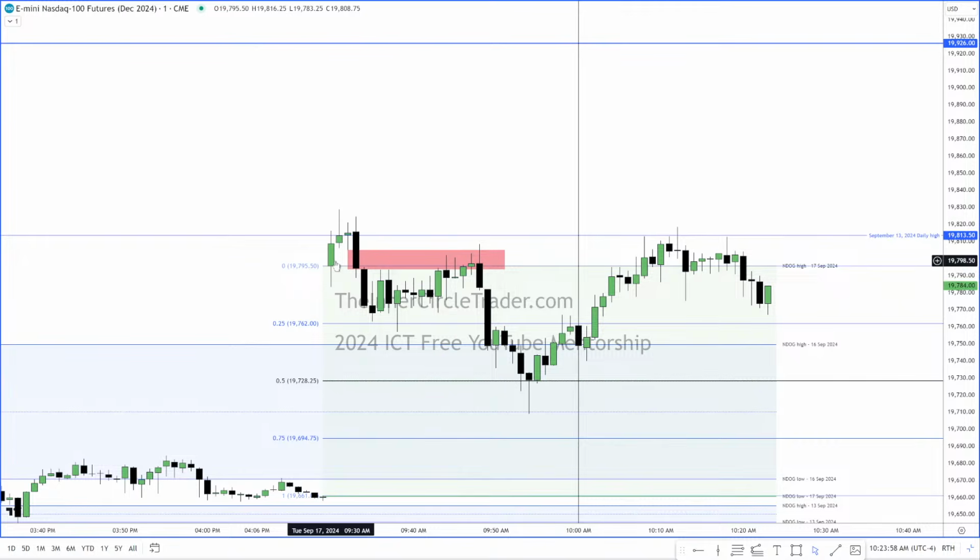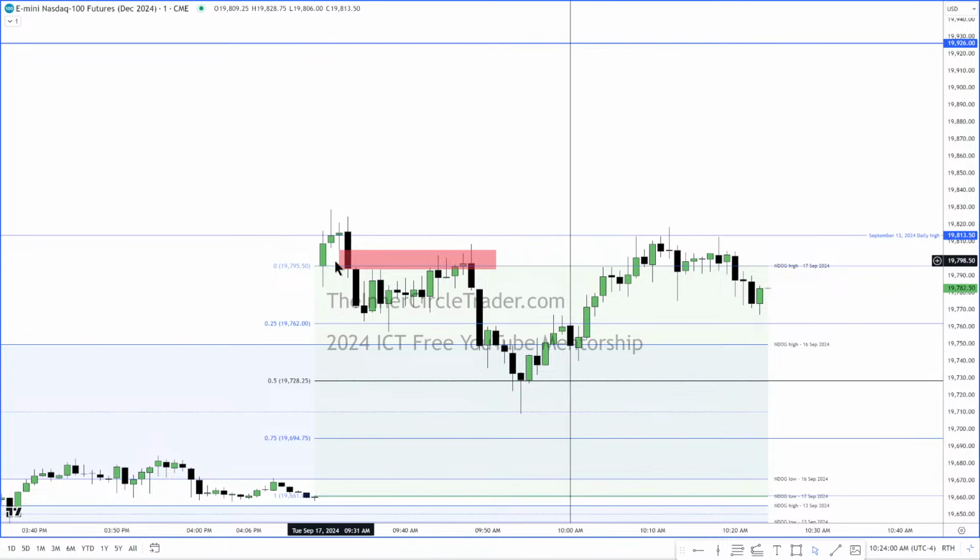So now what do you wait for? You just go in and go short? No. You watch price. You wait for it to do what? Create the first presented fair value gap. This is the first fair value gap, this candle here at 9:33. So it meets the criteria. It can't be on the 9:30 candle.